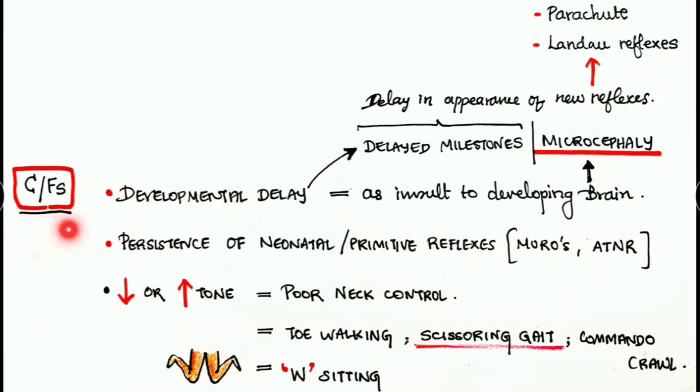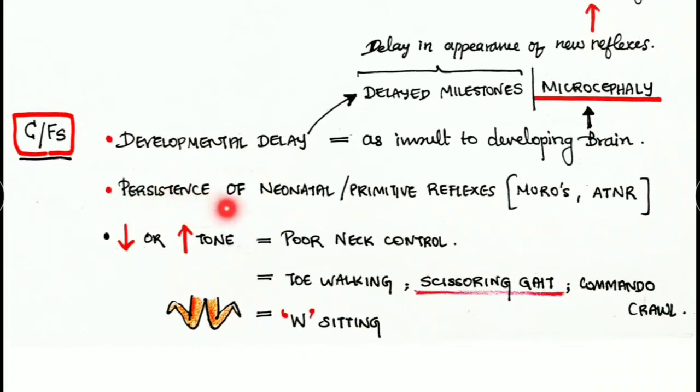And let's see the clinical features of cerebral palsy. Developmental delay is the first and foremost presentation, where there are delayed milestones, and it can be associated with delay in appearance of new reflexes like parachute reflex, Landau reflexes, etc. And this is due to insult to the developing brain, and that can cause microcephaly too.